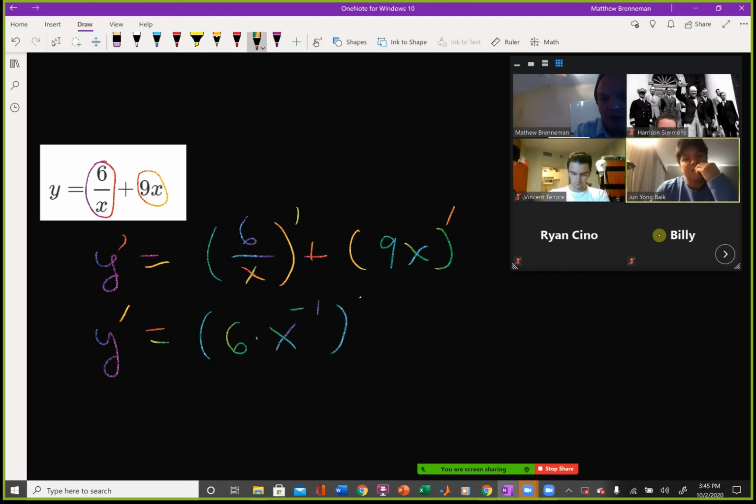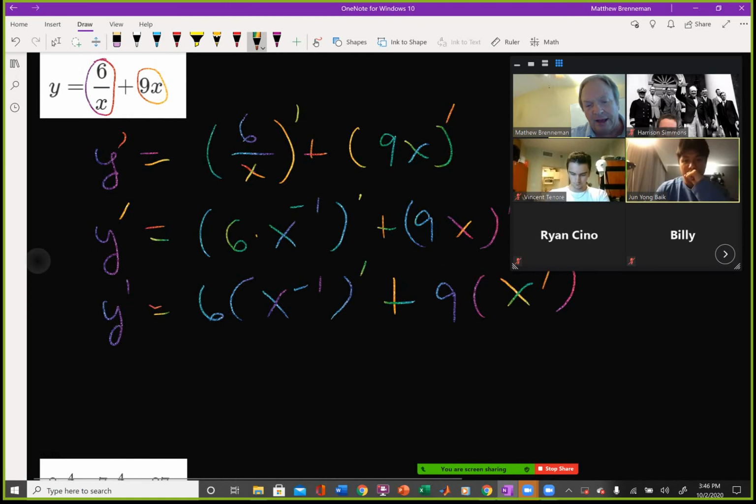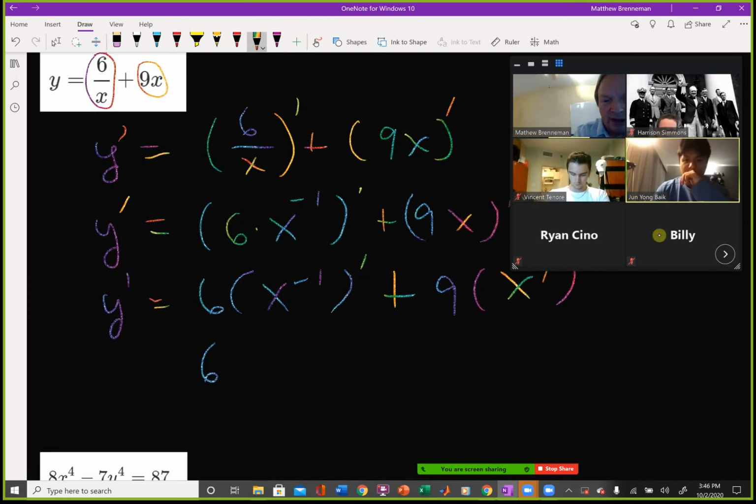Okay. And now it's all product rule, right? I'm going to factor out my numbers. And the product rule tells me that I'm going to take the derivative of the first term by bringing the negative 1 down, and then reducing the exponent by 1, right? And the derivative of x to the first is just 1, right?